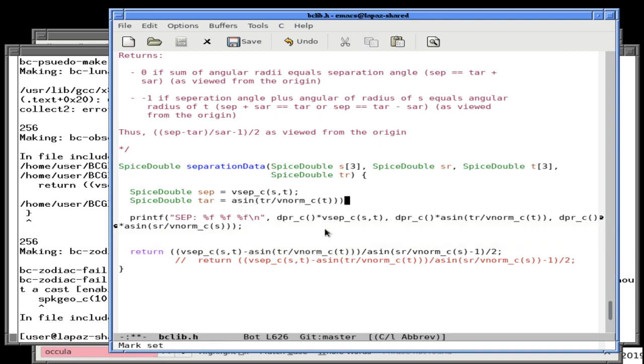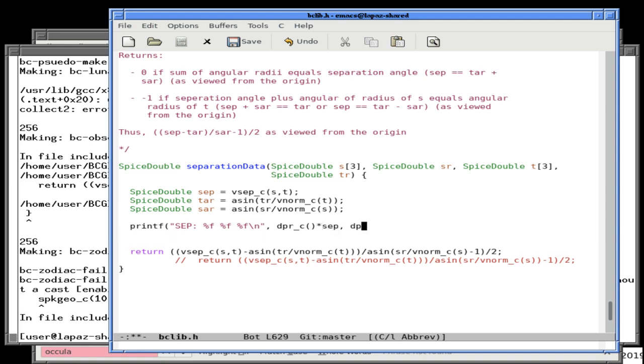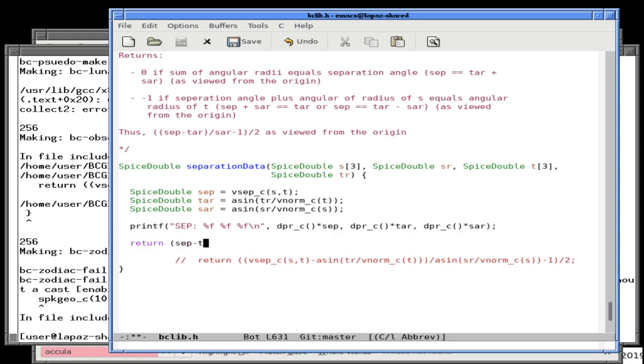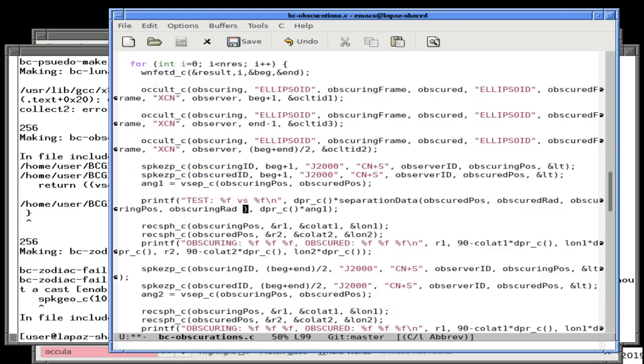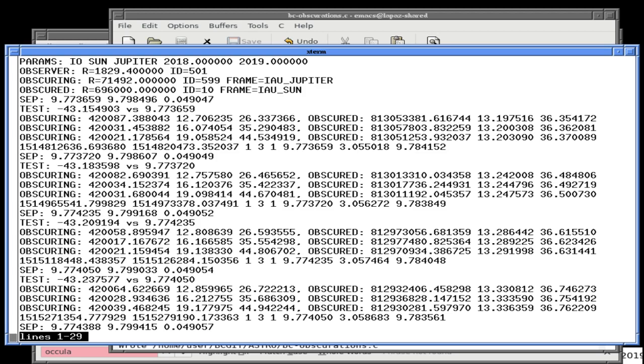Okay. Arcsine of this. And that's going to be the arcsine of SR over this. And now I can just say dPrC times sep, dPrC times tar, dPrC times SAR. And now I can just return what I wanted to return in the first place. Alright, let's see if that boogies us down a little bit. Okay, compiled with that error. Okay. No, that didn't help.